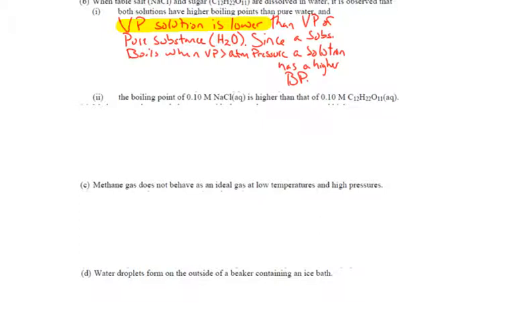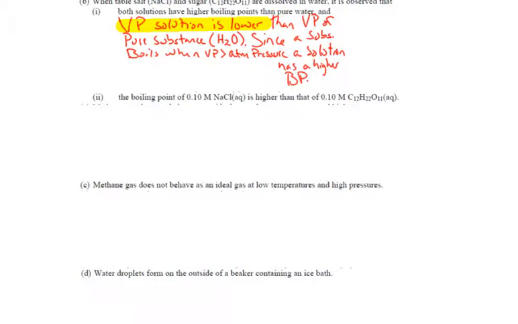So the next question says, okay, well, the boiling point's higher for both of them. But why is the boiling point higher for sodium chloride than it is for sugar? So depending on how you learn this in baby chemistry will depend on how you answered the question.